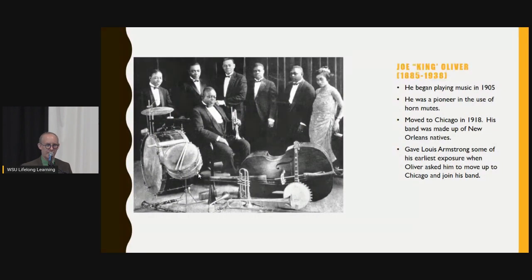Joe King Oliver. By the way, all of these musicians that we're talking about are or were New Orleans musicians. Joe Oliver was the only one that wasn't born right in New Orleans. He was born in a small town just north of New Orleans. He's important for a lot of things. He was a pioneer in the use of horn mutes, which we'll talk about later, but basically a mute started as taking a sink or a toilet plunger and putting the head over the bell of the trumpet. And by doing things like this, you could create these interesting sounds. You'll get to hear a lot of that later on.